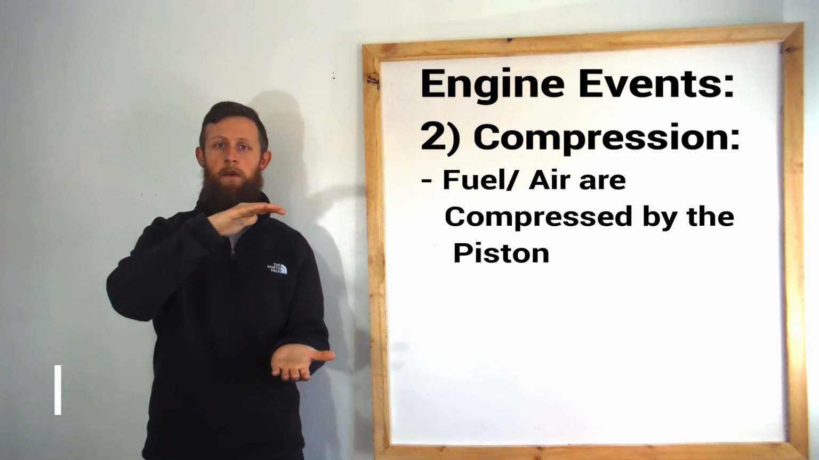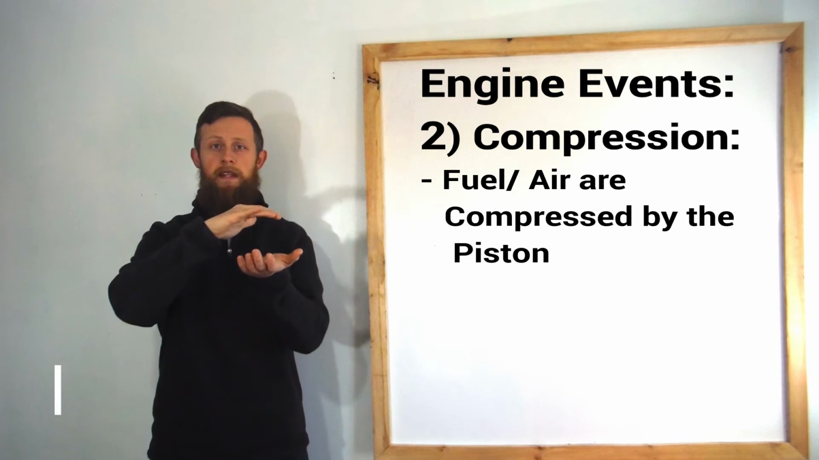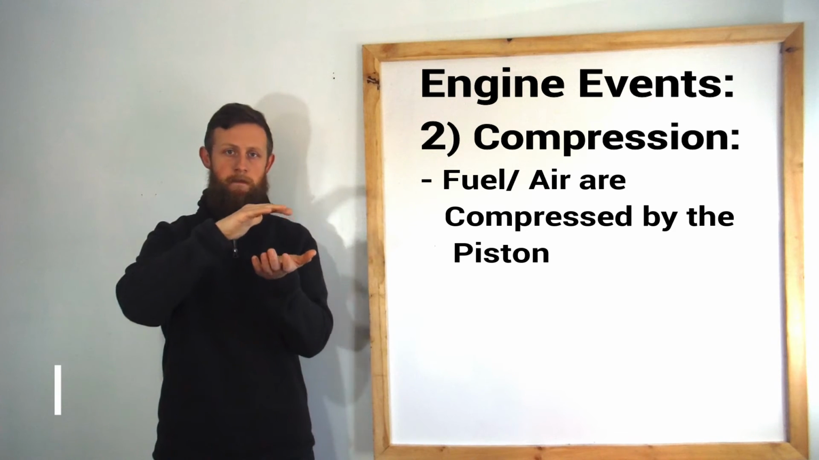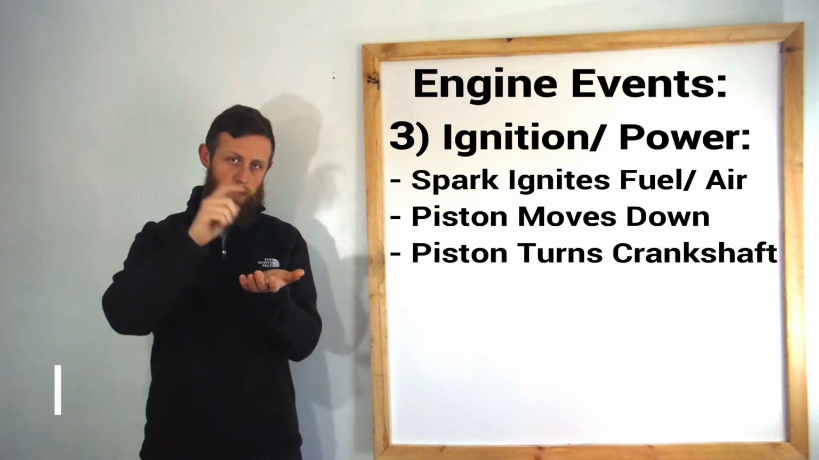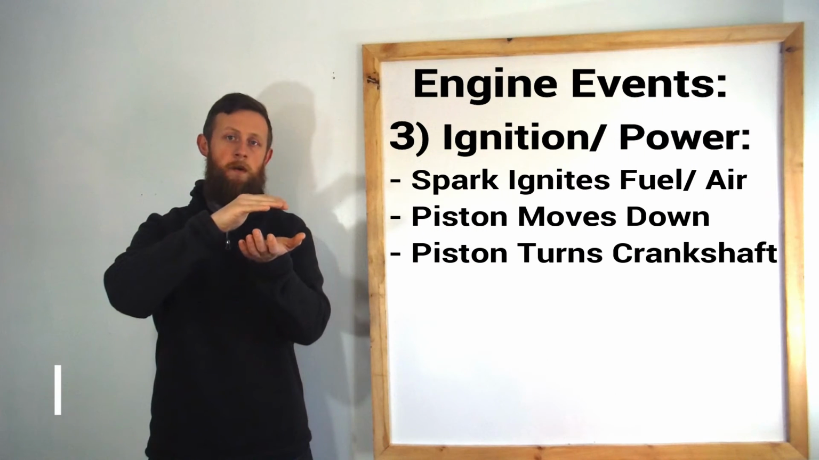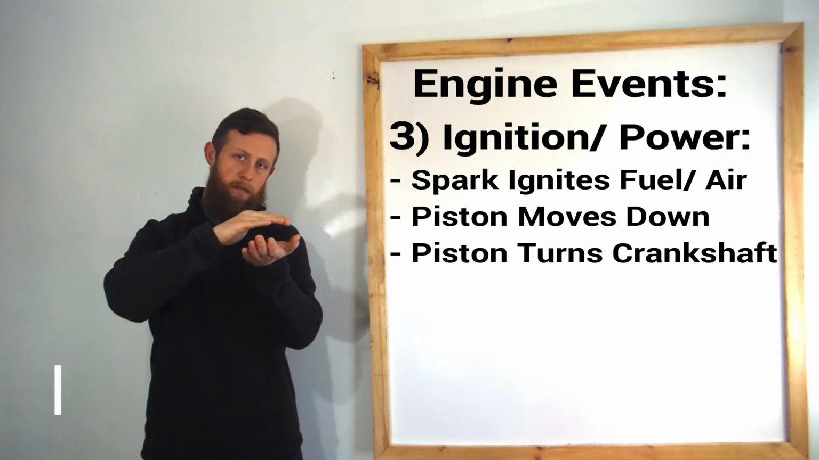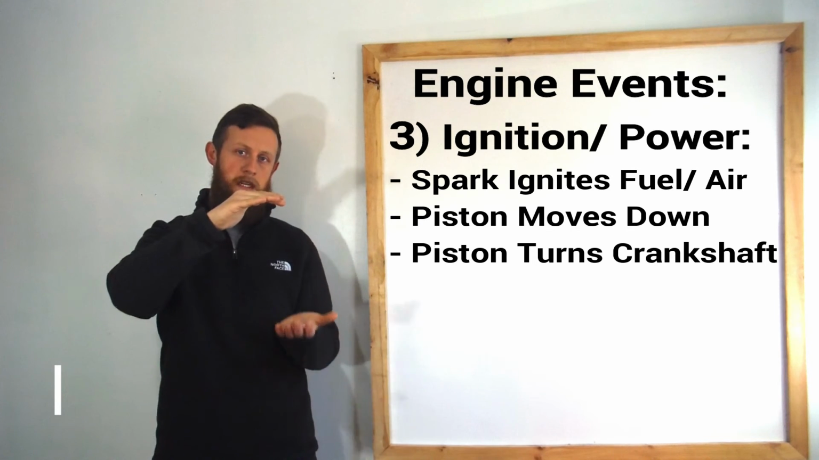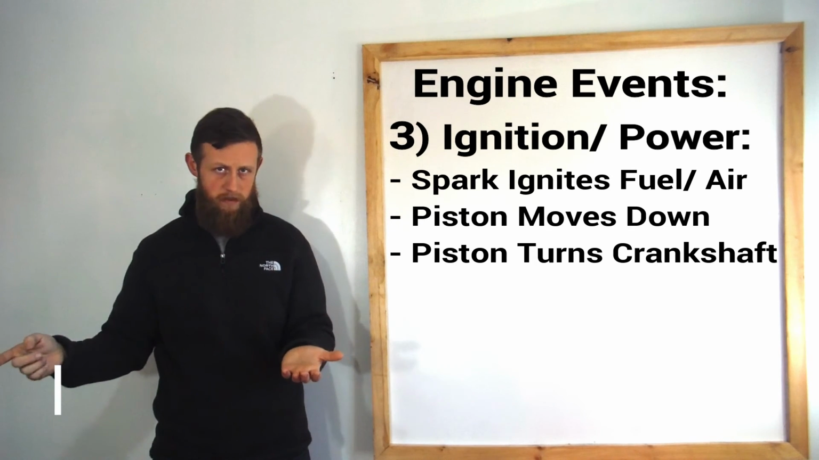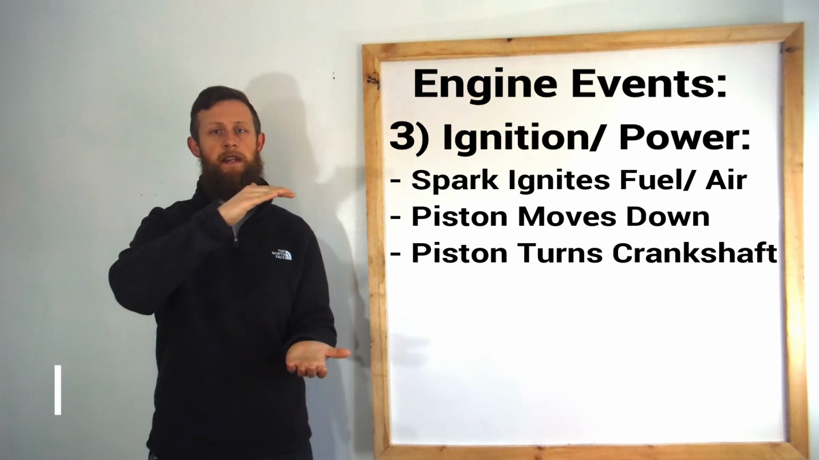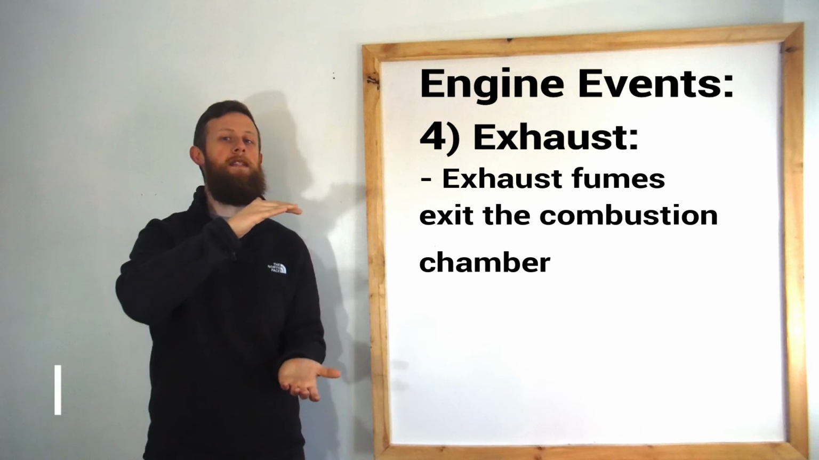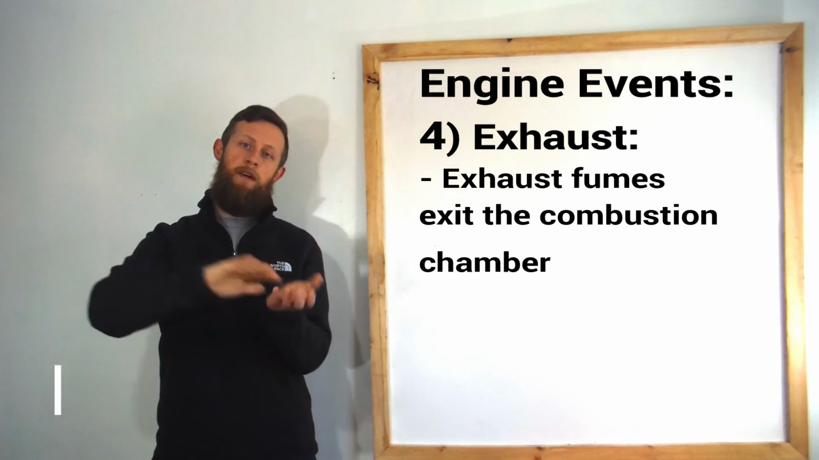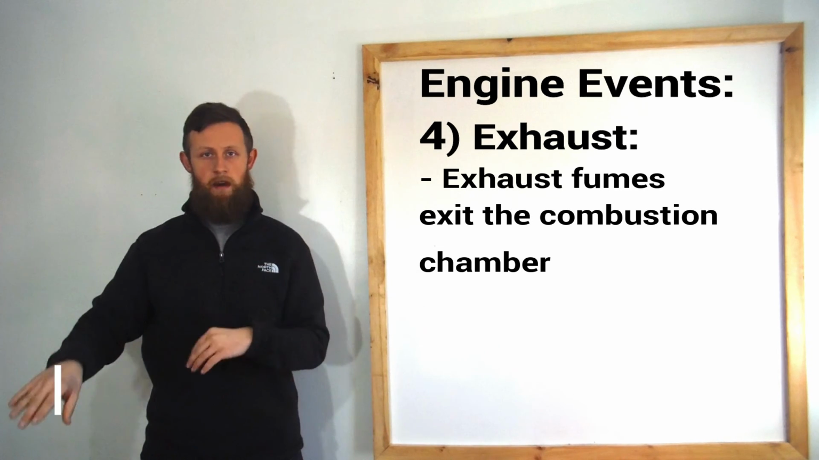This is when the piston is moving from bottom dead center to top dead center and it compresses all that fuel and air. The third event is the ignition and power event. This is when the spark hits, the explosion occurs, and the piston is once again pushed down from top dead center to bottom dead center, turns the crankshaft. And then the last event is often when the piston is moving back up again from bottom dead center to top dead center and pushes out all the fumes and exhaust.